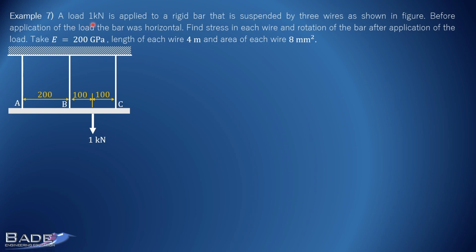A load 1 kilonewton is applied to a rigid bar that is suspended by 3 wires as shown in figure. Before application of the load, the bar was horizontal. Find stress in each wire and rotation of the bar after application of the load. Take Young's modulus 200 gigapascal. Length of each wire is 4 meter and area of each wire is 8 millimeters squared. Now these 3 wires are identical. All 3 wires are of same material, same length, have same cross-sectional area.